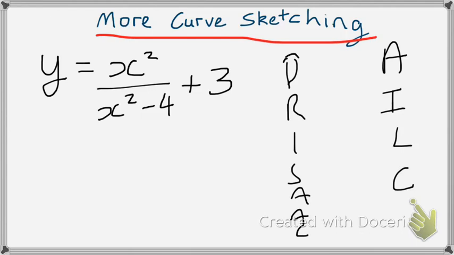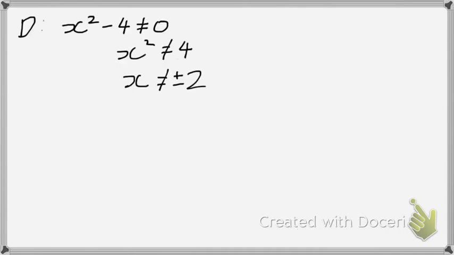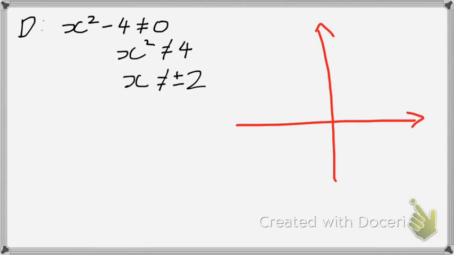So firstly I'm going to do the domain. If you look at it, hopefully you can see that all that really matters is that this can't be 0. So x squared minus 4 can't be 0, which means that x can't be either plus or minus 2. So that gives me my two asymptotes at minus 2 and at 2.